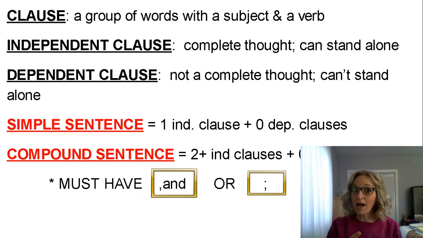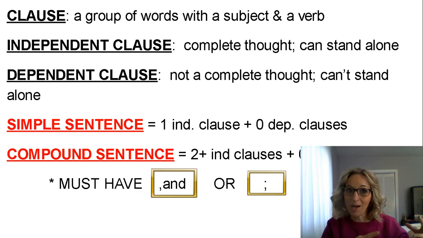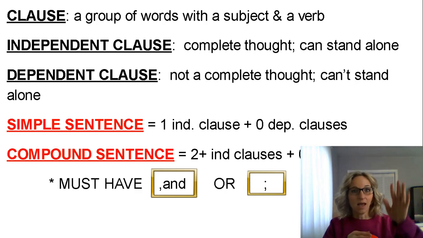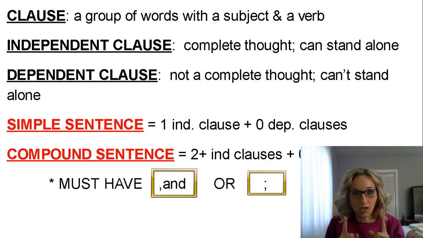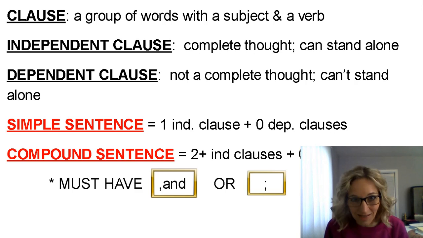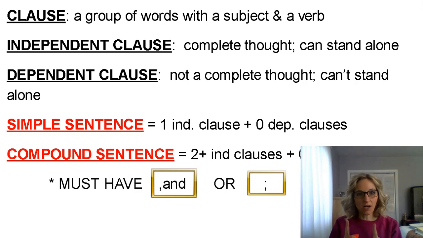Now, you can still have more than one subject. You can have a compound subject, like Tom and John went to the store. Okay, I have two subjects, but it's still a simple sentence because it's just one independent clause. I can have two verbs, okay, and it would still be a simple sentence. It just has an independent clause, no dependent clauses, okay?